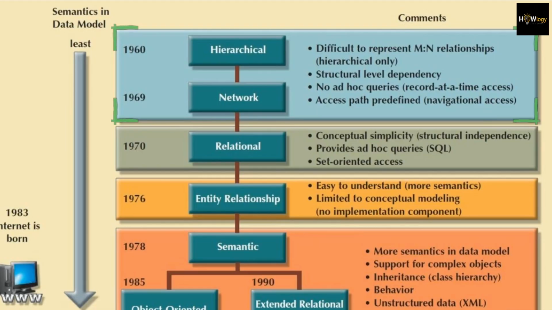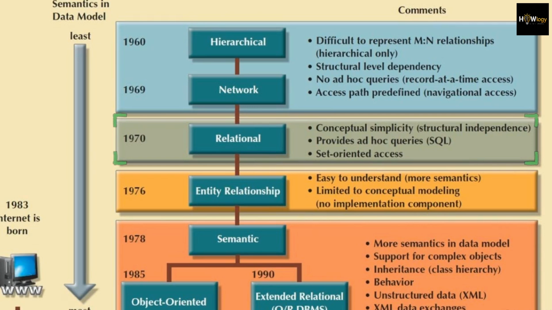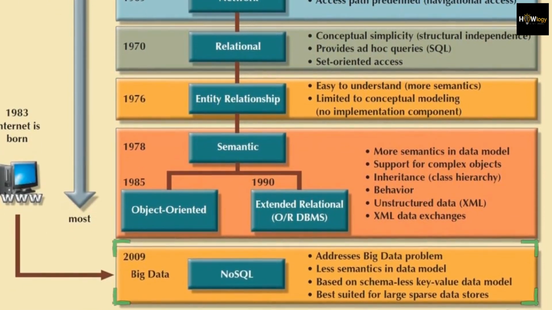This chart tracks data model evolution. Early 1960s, hierarchical and network models were rigid. The 1970 relational model separated conceptual logic from physical storage, freeing designers from hardware complexity. Today, alongside big data architectures, this core relational concept remains vital.